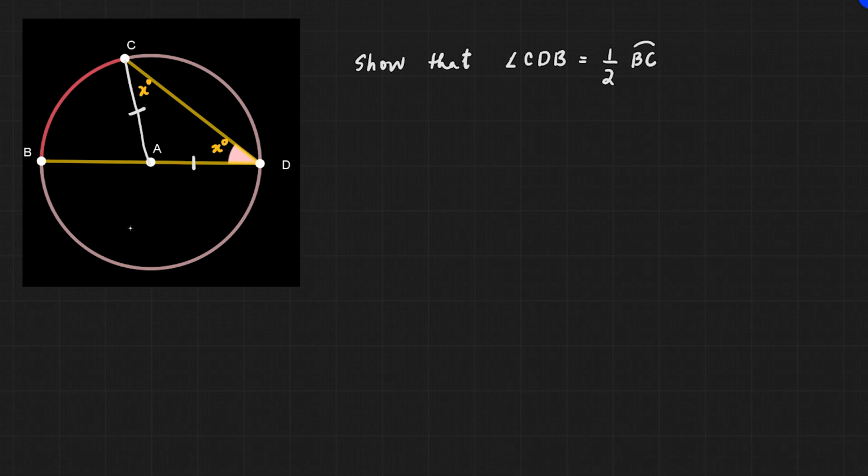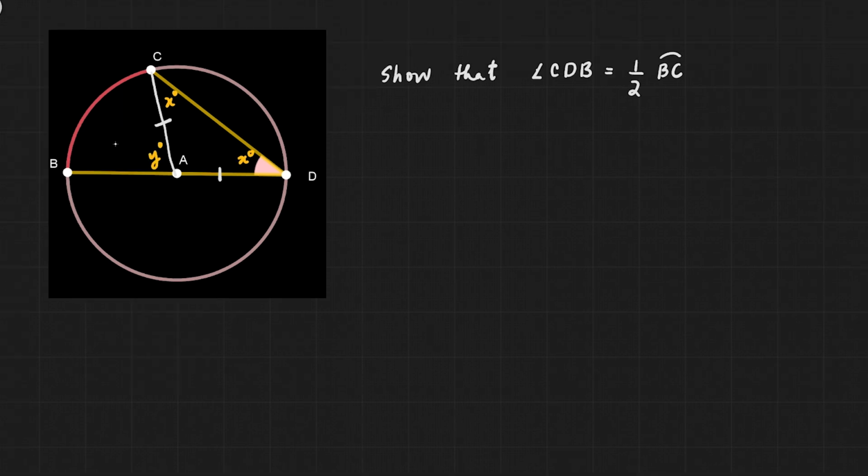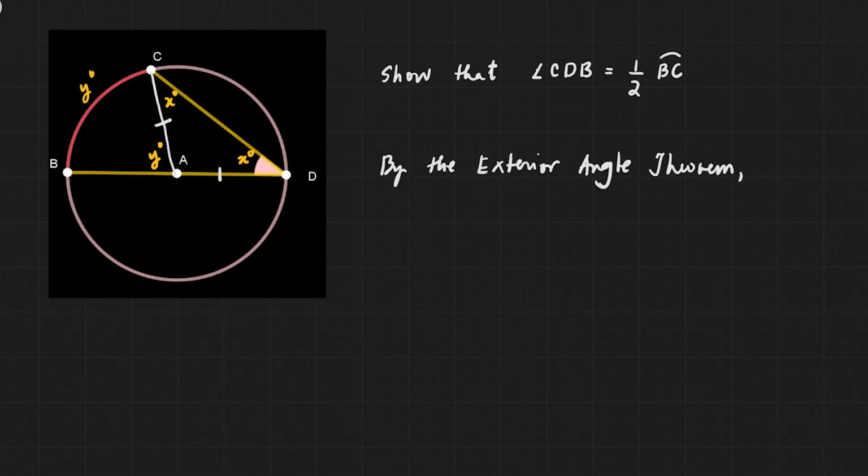Now, let's call this y degrees. The central angle BAC, let's call it y degrees, which actually this is also y degrees. Of course, the central angle is equal to the intercepted arc. Now, by the exterior angle theorem, remember the exterior angle theorem? By the exterior angle theorem, we know that y is equal to x plus x degrees.